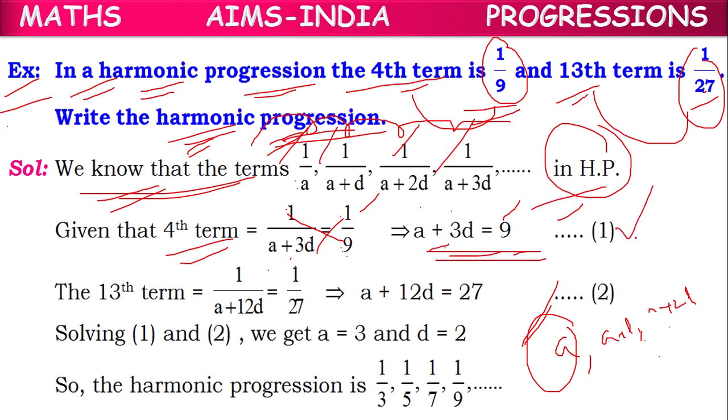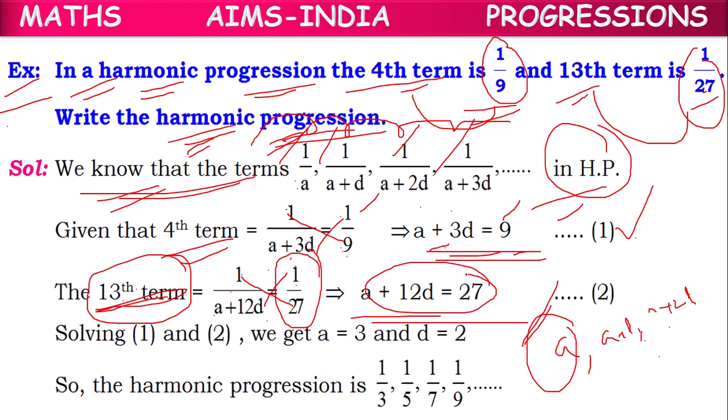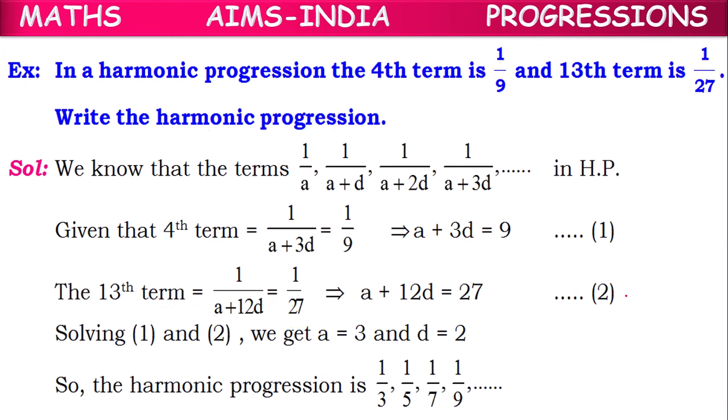We will get one equation. And they have also given that the 13th term is 1 by 27. The 13th term formula in HP is 1 by a plus 12d. If we cross multiply, a plus 12d equals 27. This is the second equation. So now let's solve these two equations.